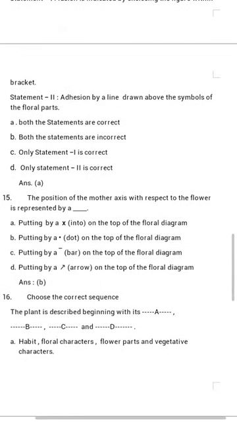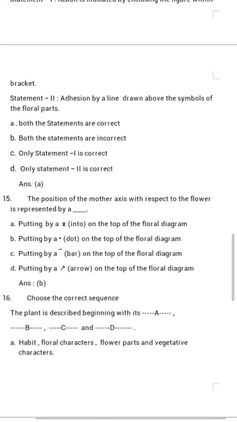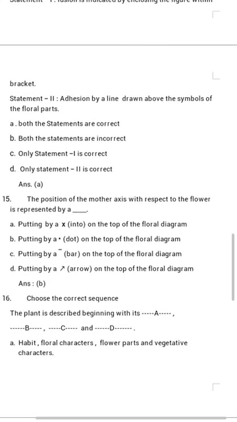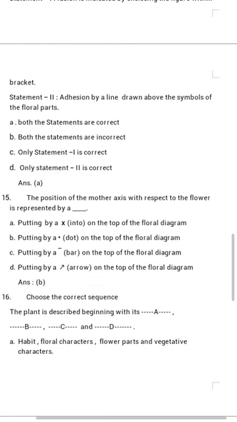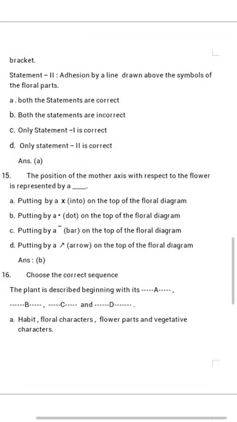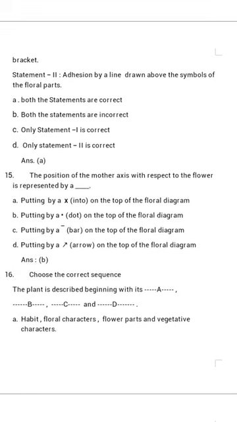Next, let us see statement 2. Addition is indicated by a line drawn above the symbols of the floral parts. So this is also a very important part. When the floral parts are showing addition, then above the bracket one small bar should be indicated. One small bar has to be written. This is also a correct statement. So now let us see the options. A. Both the statements are correct. B. Both the statements are incorrect. C. Only statement 1 is correct. D. Only statement 2 is correct. So for this question, the correct option is option A. Both the statements are correct.